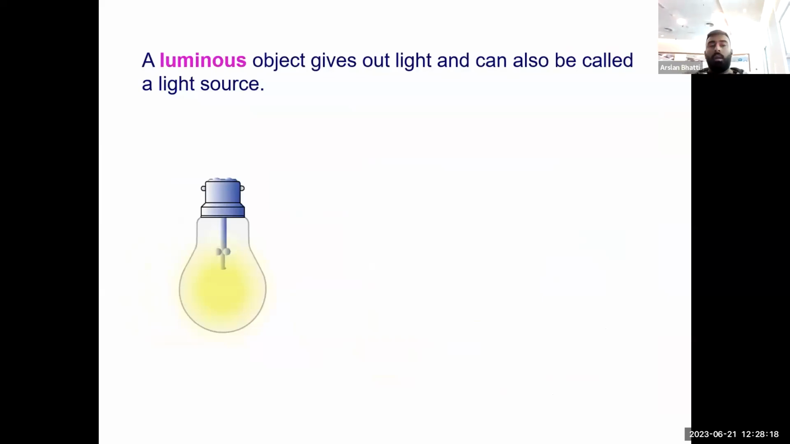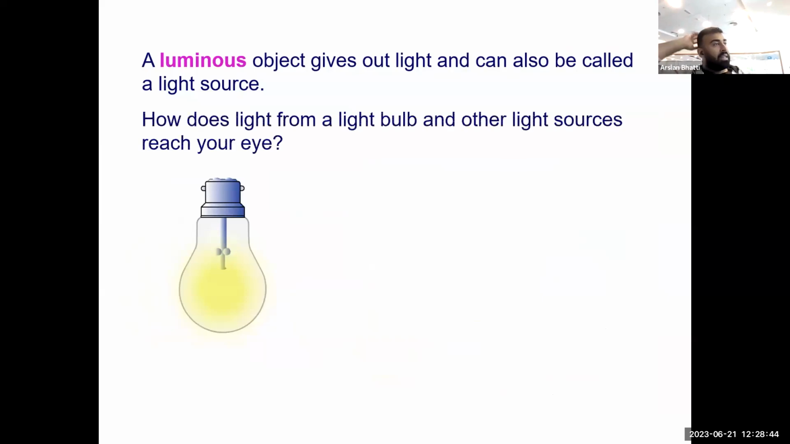So a luminous object is something that emits its own light. So it could be the sun, it could be a light bulb, a fire, fireworks, anything that emits light, even butterflies and phosphorescent organisms that give out natural light through various chemical reactions. These are all luminous objects.